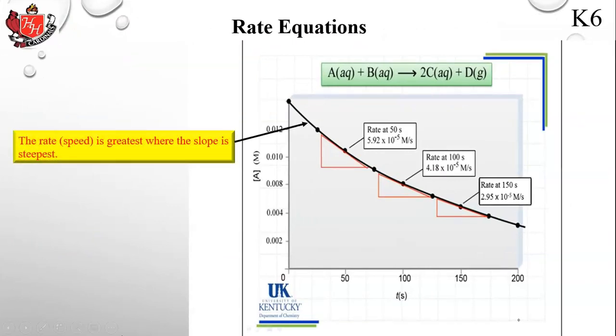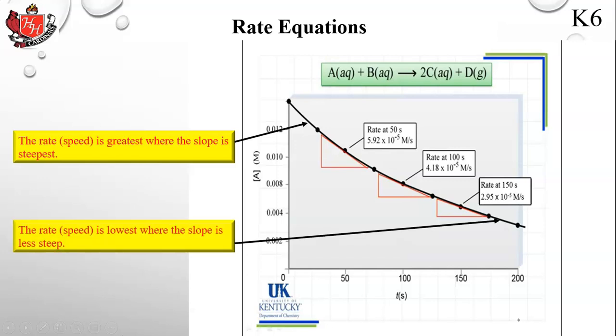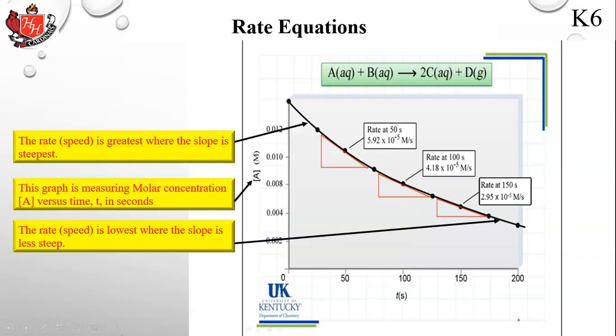Okay, the rate or speed is greatest where the slope is steepest, and the rate or speed is lowest where the slope is the least steep. By the way, this is a graph of concentration on the vertical axis, molar concentration, in other words, how many moles per liter you have, versus time on the bottom, on the horizontal axis.